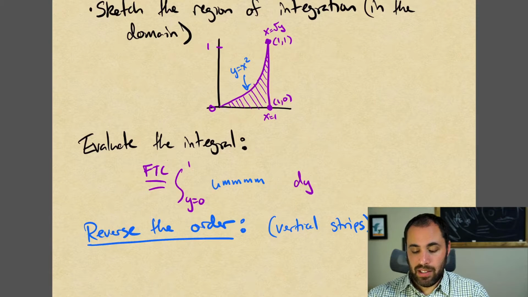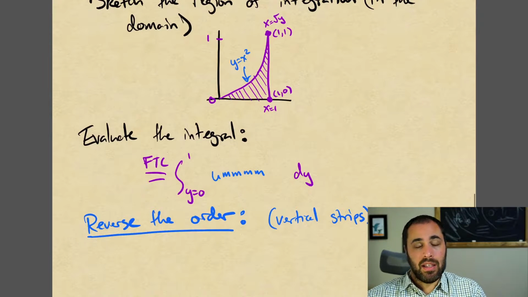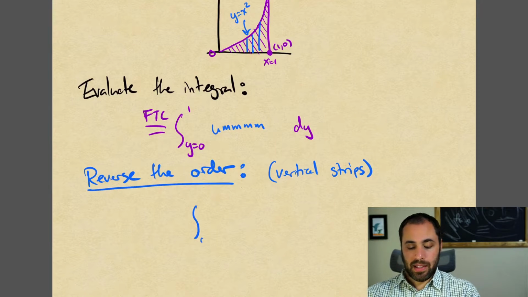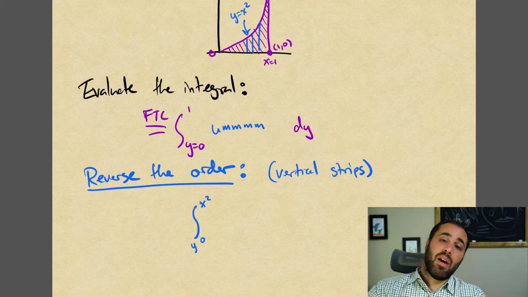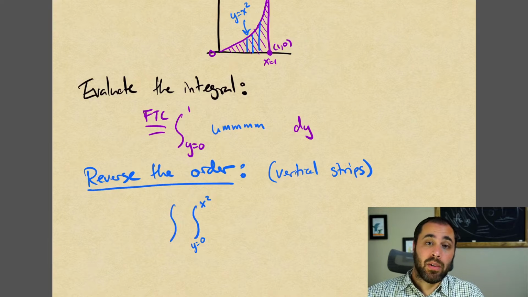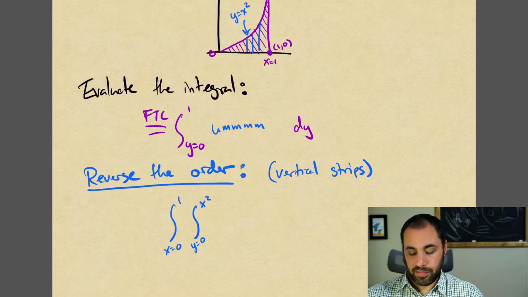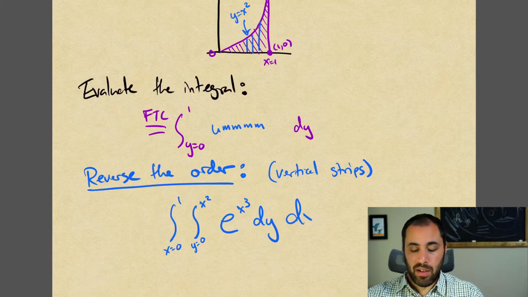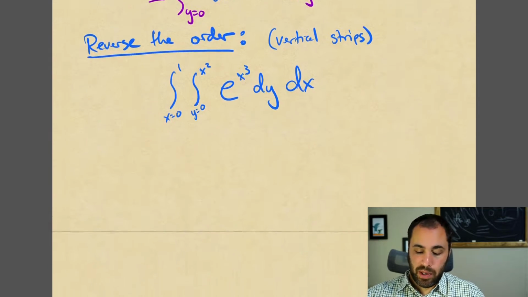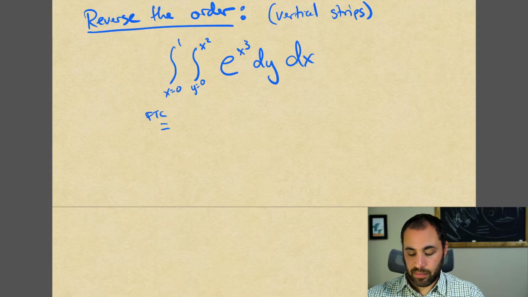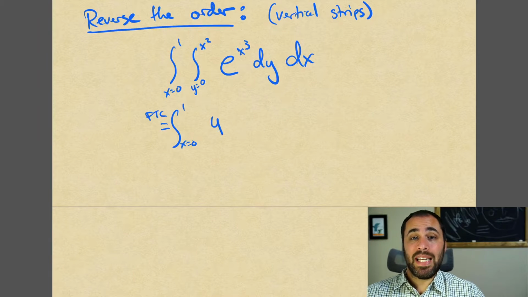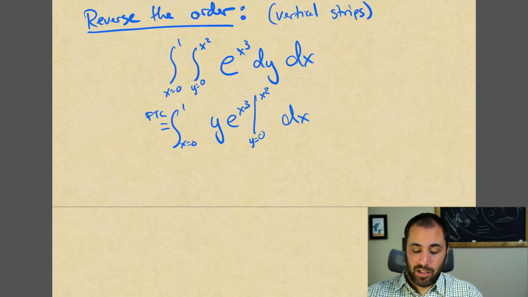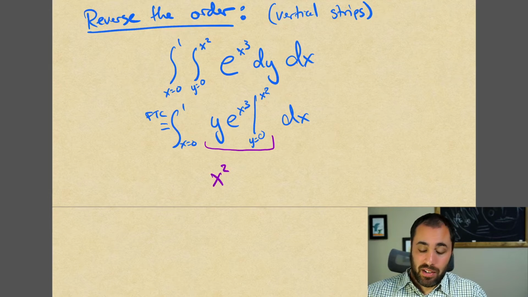So if we slice it vertically, well, these vertical strips will go from the x-axis, y equals 0, up to this right half of the parabola, that is y equals x squared. And then where do the first and last of these vertical strips take place? Well, that's at x equals 0 and x equals 1. And this is super easy to anti-differentiate with respect to y. Remember, e to the x cubed is constant as far as y is concerned.